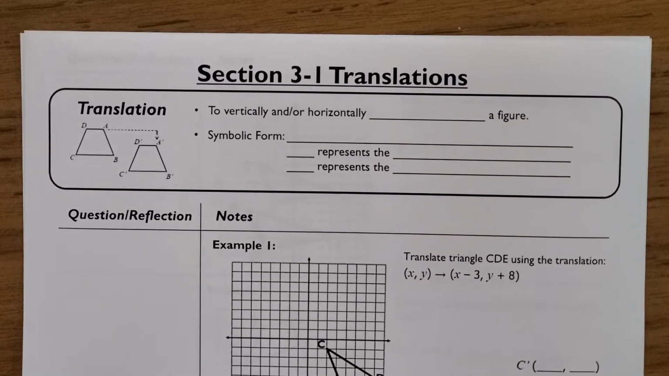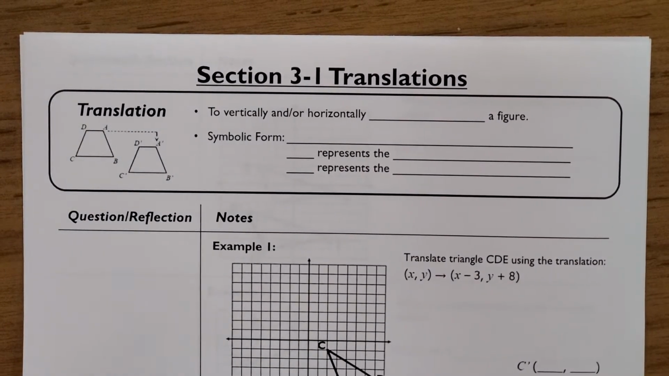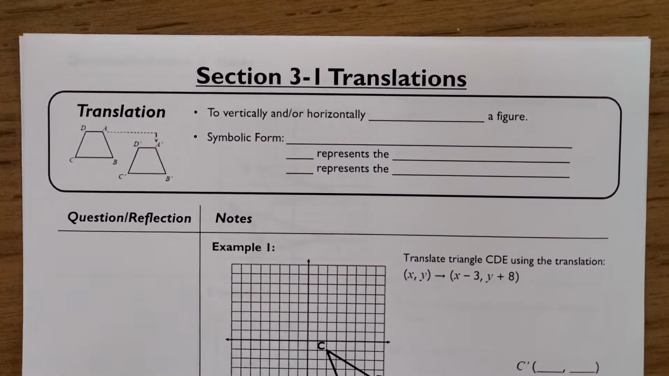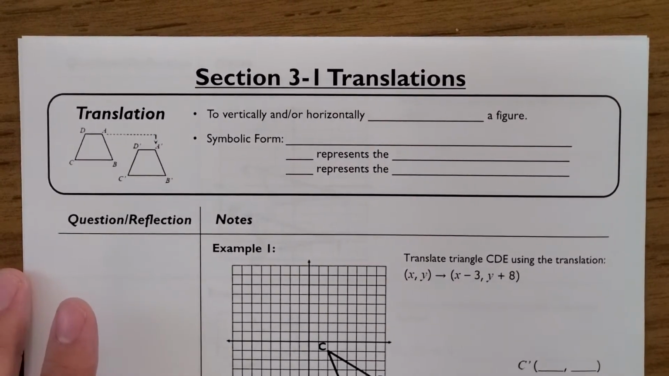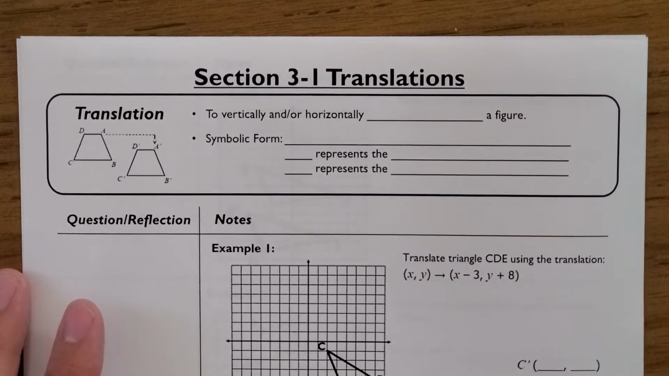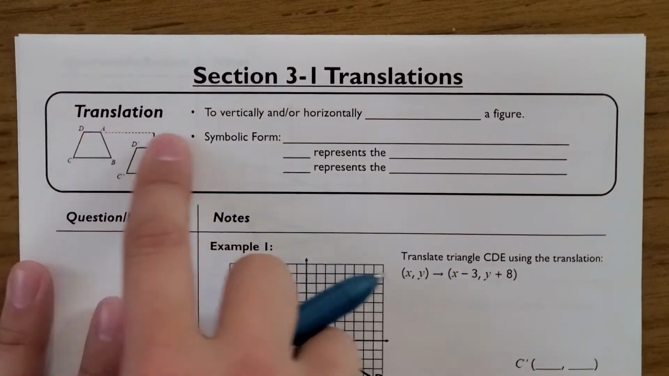Hello and welcome to section 3.1, our first lesson on transformations. So we are going to be looking at the first rigid motion called a translation. When I say the word rigid motion, what I mean is something that when I move a geometric figure, it doesn't change. It stays the same, it just gets moved to a new spot or oriented in a different way. Today the one we're looking at is called translations.